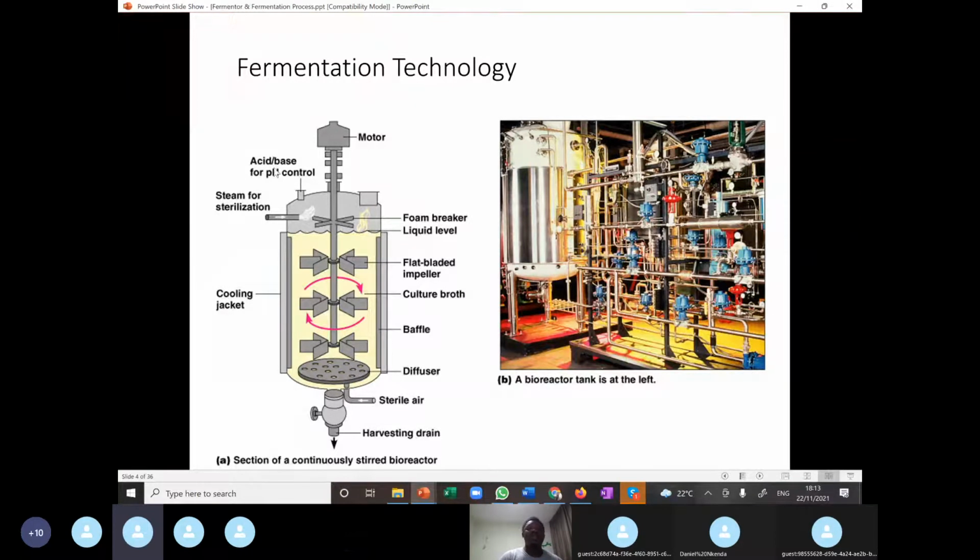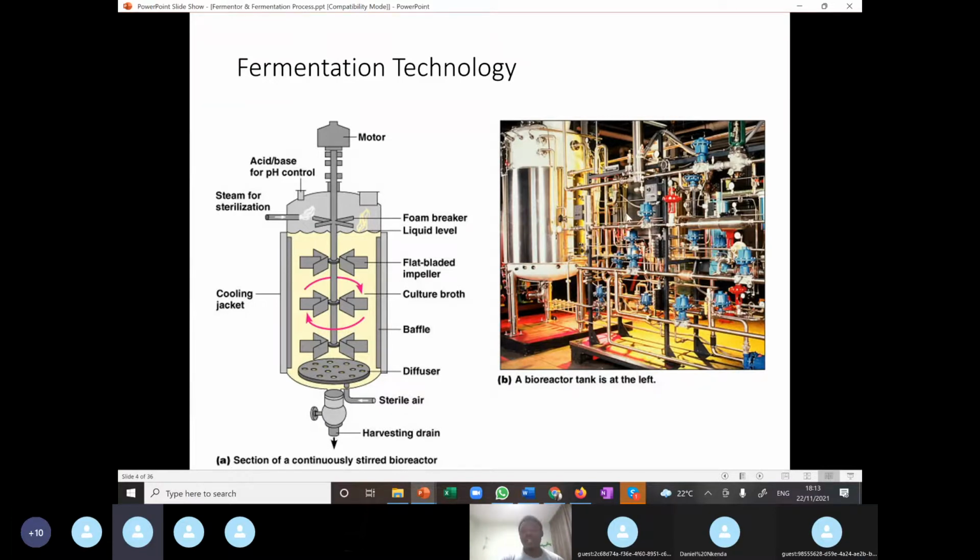Of course, there's also an acid-base controller system because the fermentation process results in the microorganism excreting waste, and these wastes are bound to cause a change in pH. So we need to bring the pH back to normal so that the organisms can continue to grow.